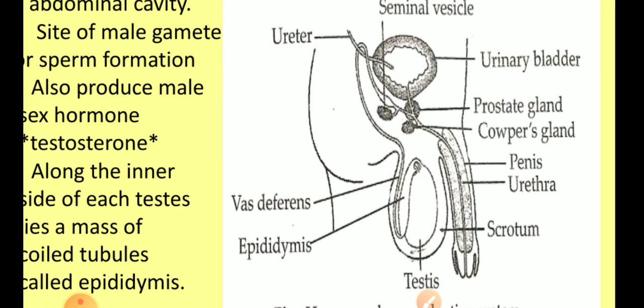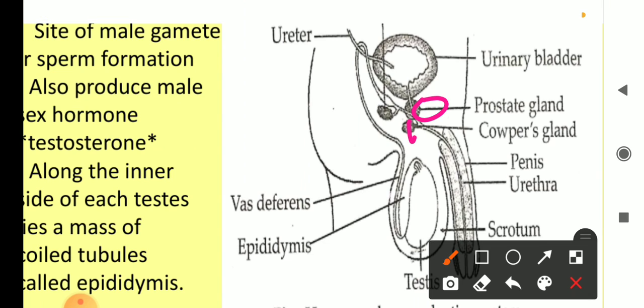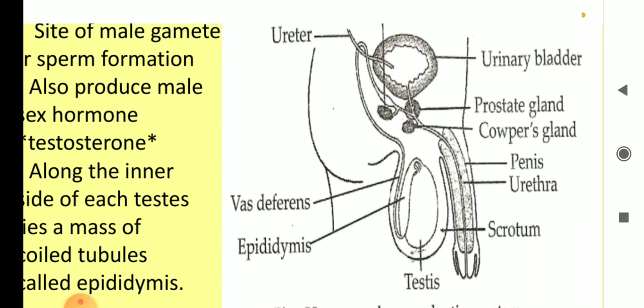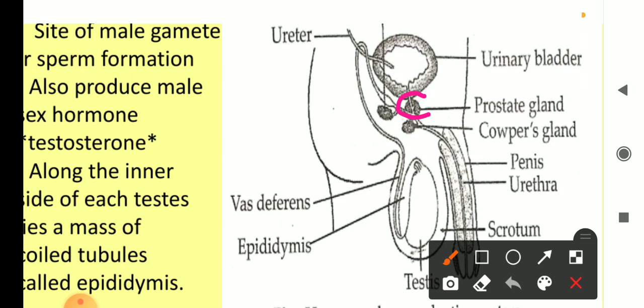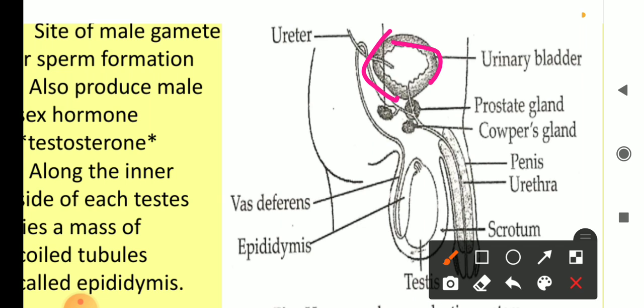Now see it again. See in the diagram. The first is the prostate gland. You can see it here. This one, which is at the back side, is a prostate gland. It is a single large gland that surrounds the urethra. You can see this is the urinary bladder, and then from here the urethra is coming, and the prostate gland.